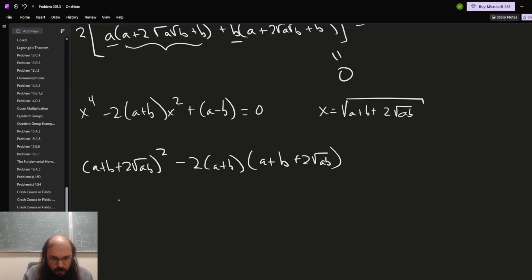Let's see. This becomes a squared plus 2ab plus 4a times the square root of ab. That might not be the best way to write it, but it's what I'm doing for now. Plus b squared. And then I already did a and b, so now I got to do 4b times the square root of ab, and then plus 4ab. That's the expansion of this.